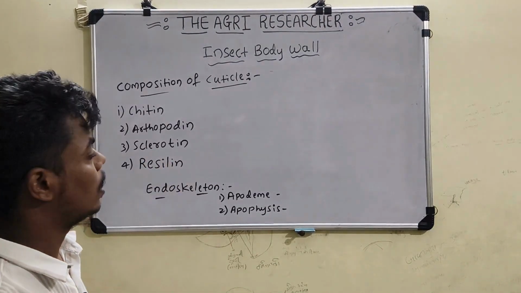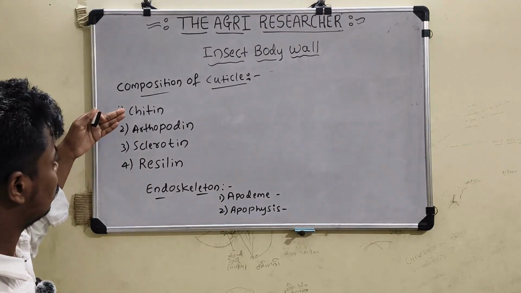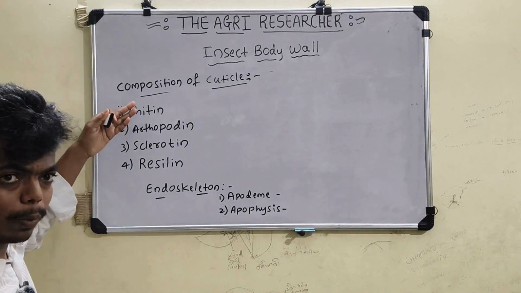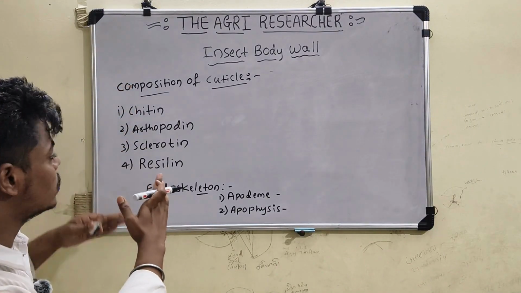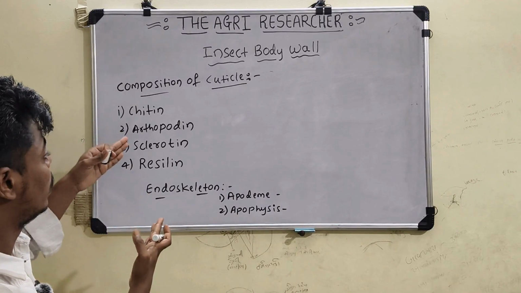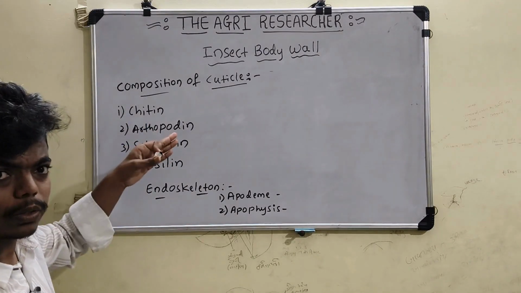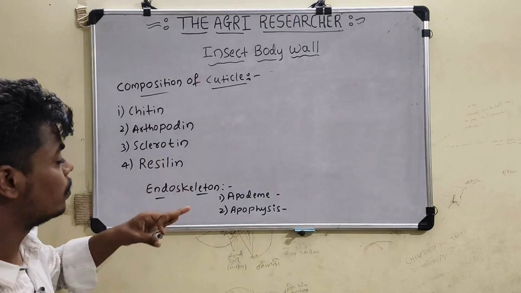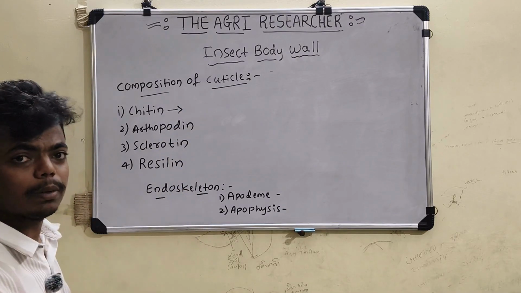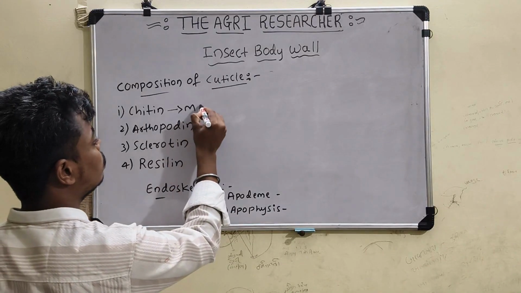Now we discuss the composition of the cuticle. These are very important: chitin, arthropodin, sclerotin, and resilin. All are very important from the exam point of view. One question will compulsorily be asked on the composition, where it is useful, where it is applied. Listen very carefully. Chitin is the main component of the insect cuticle.